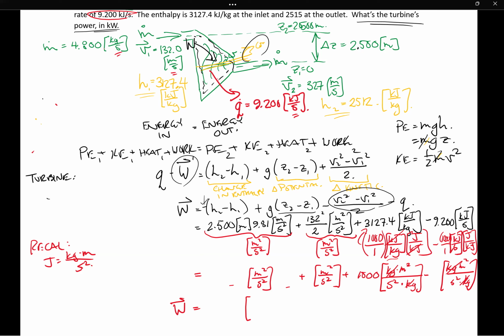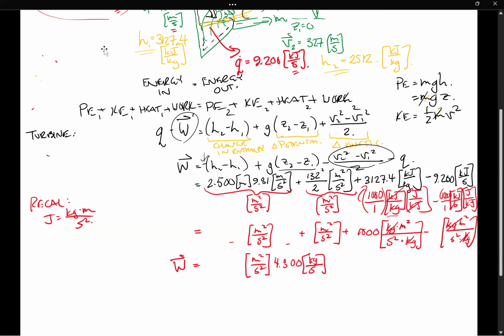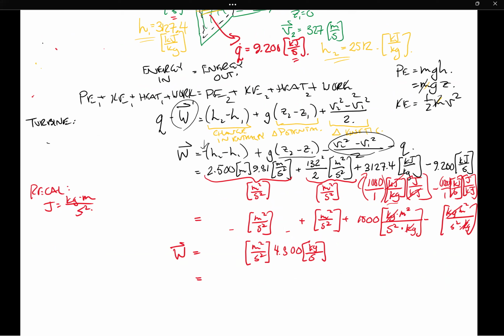All right, meters squared per second squared. And then I still have a 4.8 of the mass flow rate. So this is my work. And then I have to remember that it all has to be multiplied by my mass flow rate. If I multiply this by my mass flow rate, then I need to multiply it by 4.800 kilograms per second, which is going to get me my kilogram meter squared per second cubed.